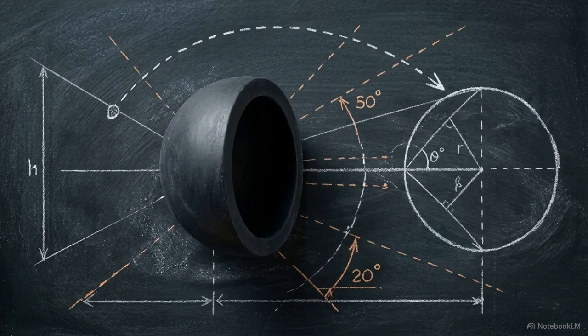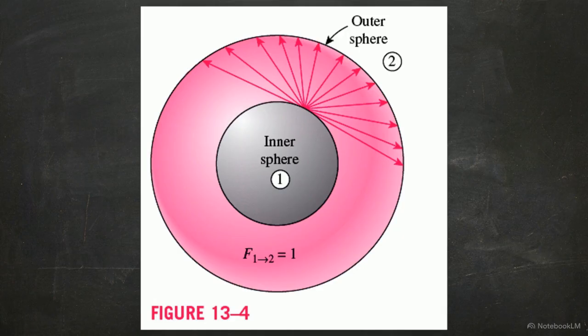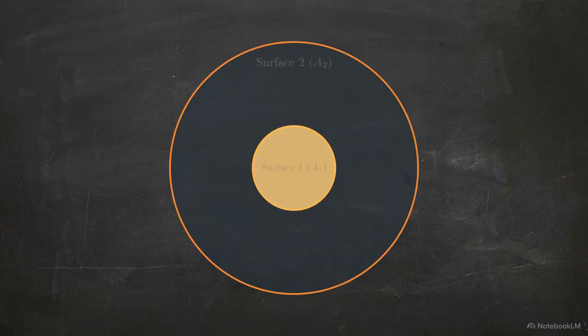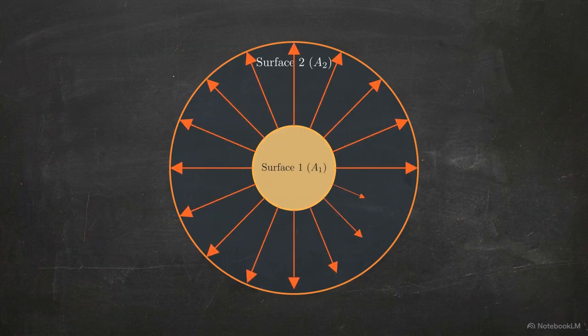Let's test these rules on a specialized closed geometry. This diagram shows two concentric spheres. Surface 1 is the inner gray sphere, and surface 2 is the outer pink sphere. Take a second to deduce the view factor from the inner sphere to the outer one, F12. Because the inner sphere is entirely encapsulated by the outer sphere, 100% of its outgoing radiation has no choice but to strike the outer wall. Therefore, F12 equals exactly 1.